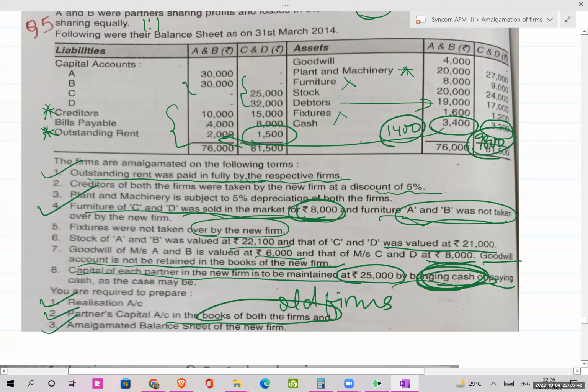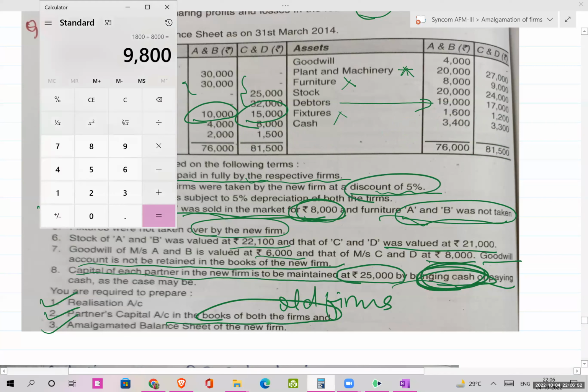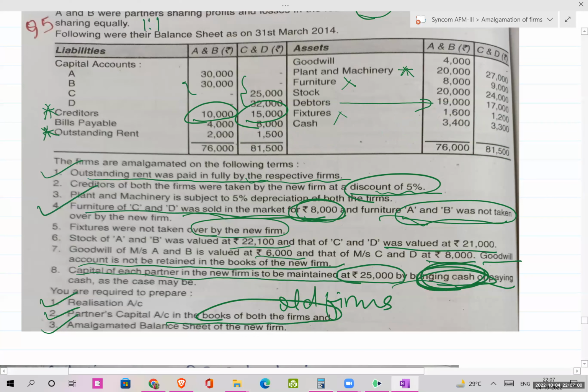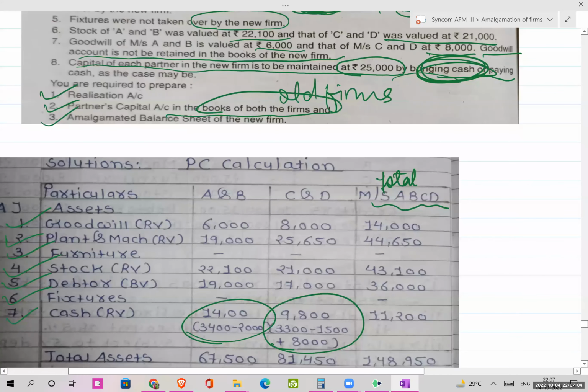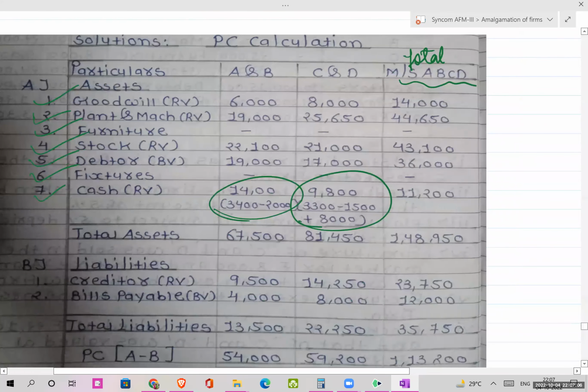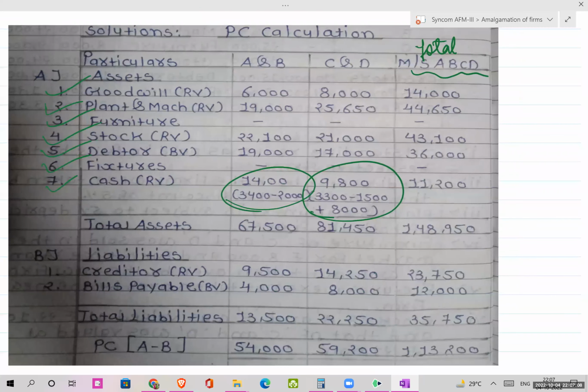ओके, सो दिस इज व्हाट आई वांटेड टू टेल। और ये जो क्रेडिटर्स वाला पार्ट है, ये रहा। तो क्रेडिटर्स आप कैसे पे कर रहे हो, 5% डिस्काउंट पे, तो 10,000 का 5% लेस कितना हो गया, 9,500, एंड 15,000 का 5% लेस कितना हो गया, 14,250। ओके, सो दीज थिंग्स विल बी कंसिडर्ड हियर इन पीसी कैलकुलेशन। सो दैट इज व्हाट आई वांटेड टू highlight to you.